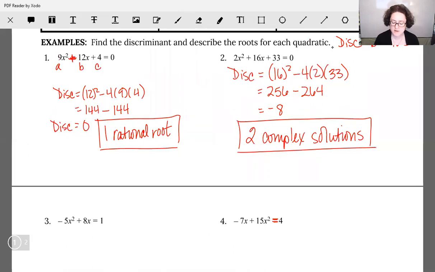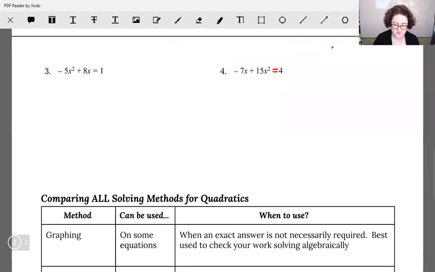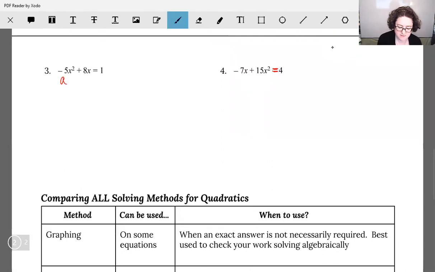Okay, let's see how you did. So again, our A, B, and C values. Here, we would have to subtract a 1 from both sides. So really, it's going to be a -1 equals 0, ultimately. So our C value will be that -1. Okay, so our discriminant is B squared minus 4 times our A times our C.